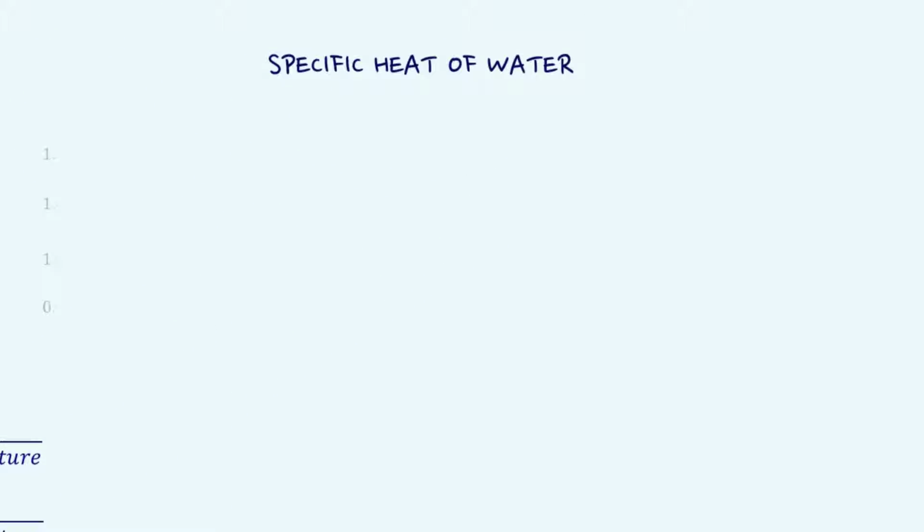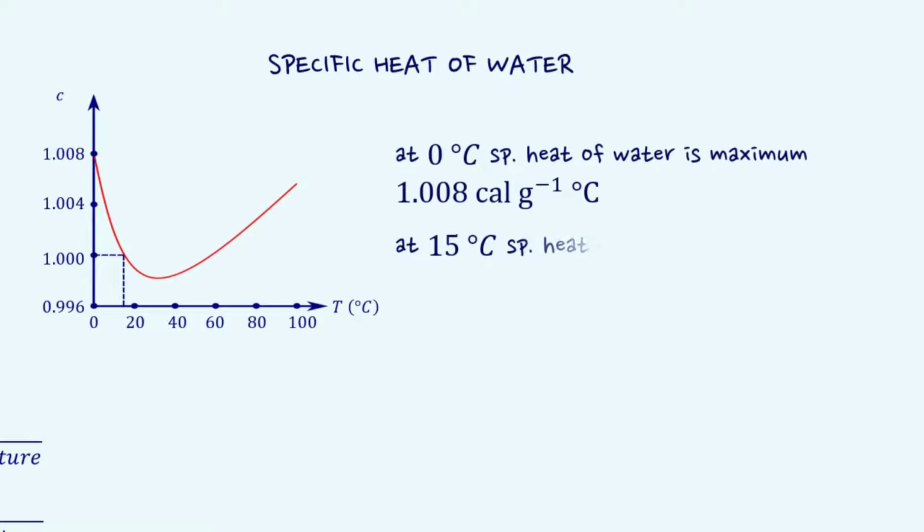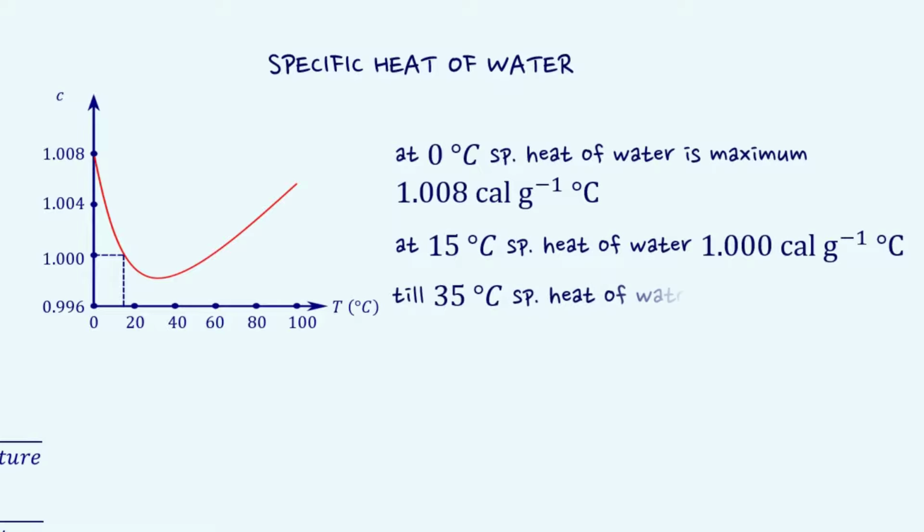Water has a large specific heat as compared to other liquids. This makes it useful as a coolant. In general, the specific heat of a liquid changes with temperature, but the specific heat variation of water with temperature shows a peculiar behavior. At 15 degrees Celsius, the specific heat of water is 1 calorie per gram per degree Celsius.